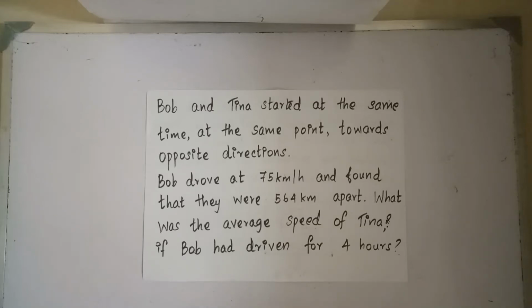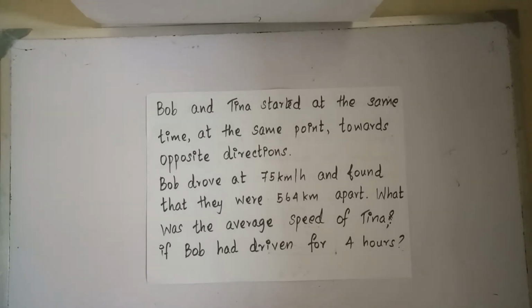Problem based on distance and time. Bob and Tina started at the same time at the same point towards opposite directions. Bob drove at 75 km per hour and found that they were 564 km apart. What was the average speed of Tina if Bob had driven for 4 hours?